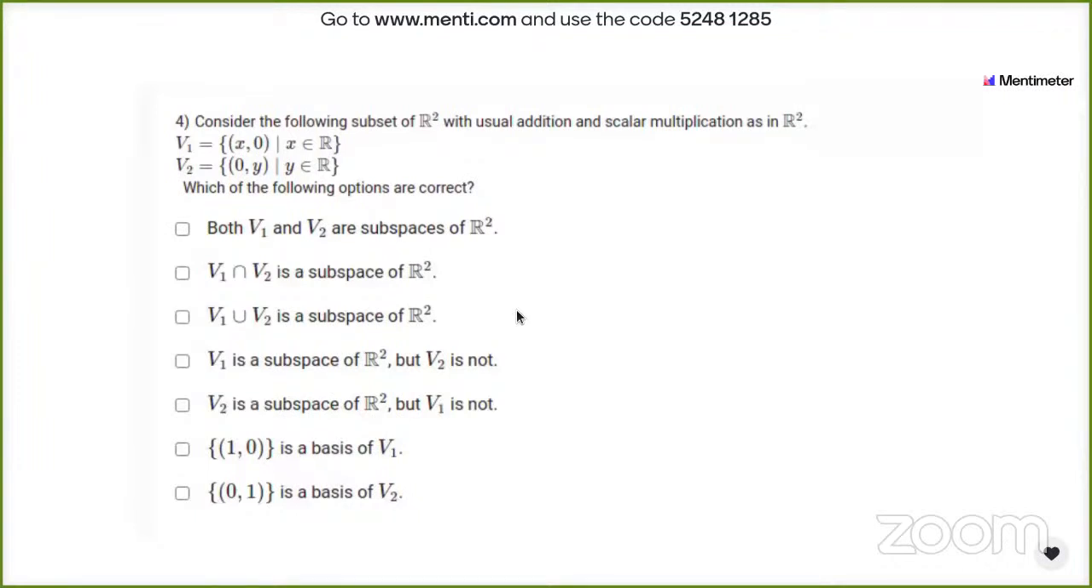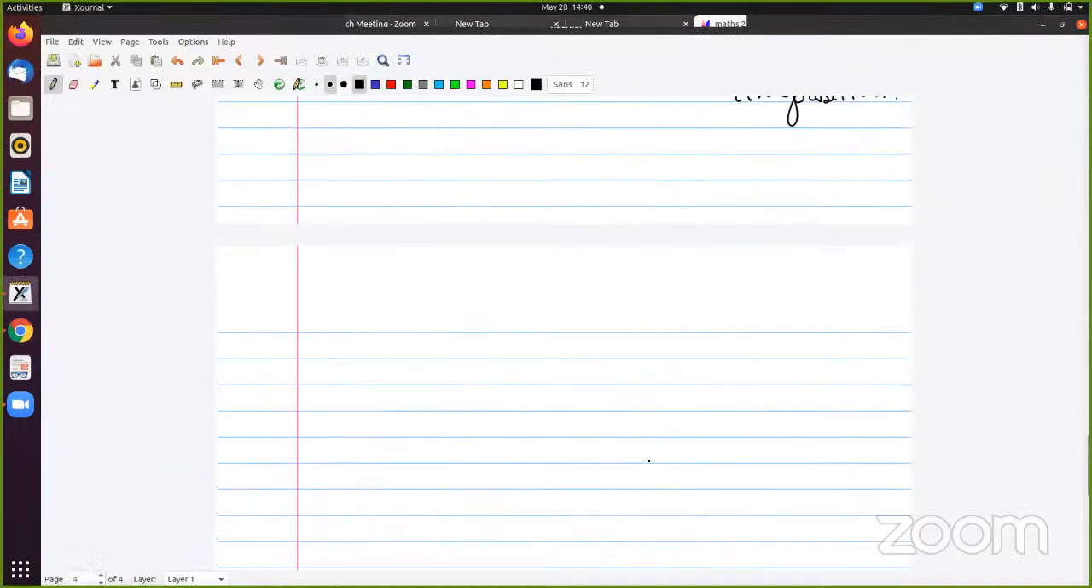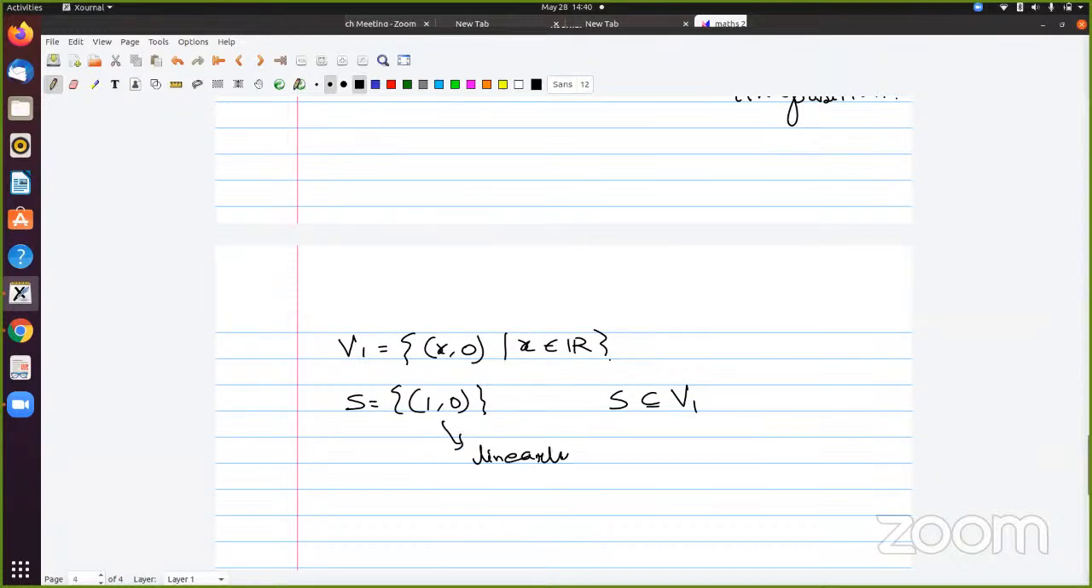Great. So I am going back to my copy now. Taking the first subspace, V1, the set of x, 0 where x is in R. Now the set given, 1, 0, is my S. S is a subset of V1, that is okay, right? This is a singleton set, correct? So this is linearly independent.